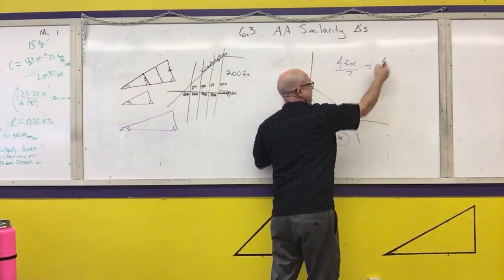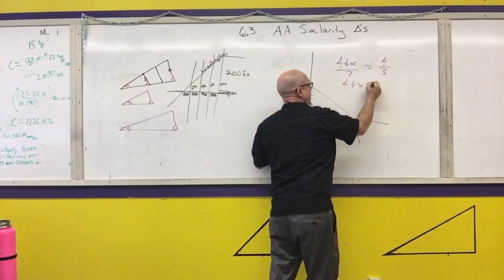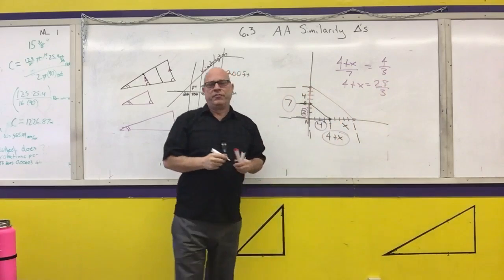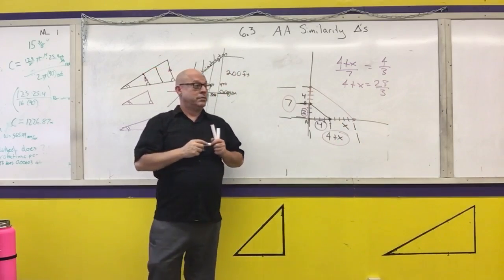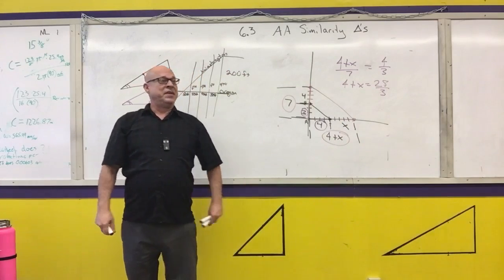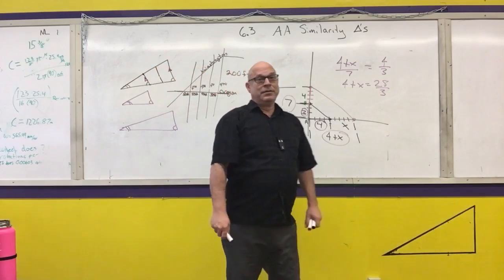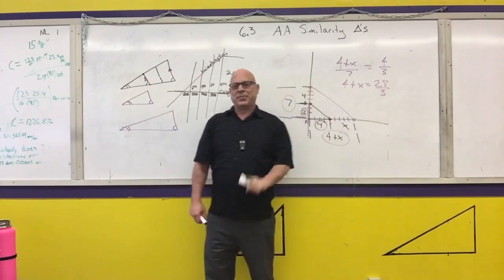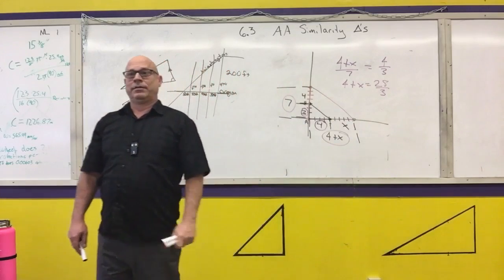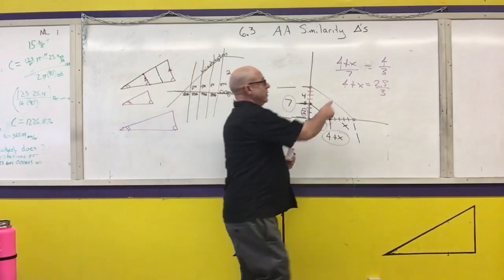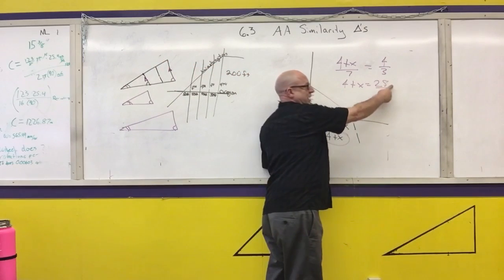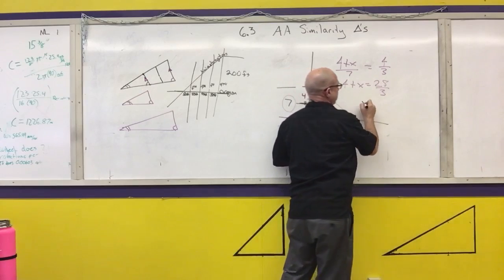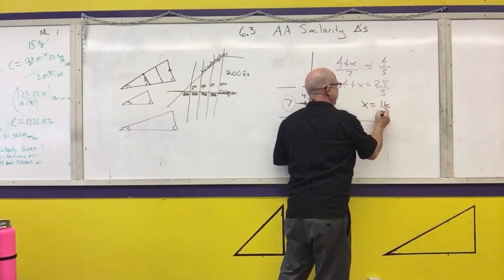Multiply both sides by 7. 28 thirds. Subtract 4. How many thirds are in 4 wholes? If you take 4 pizzas and cut them into 3 slices apiece, how many slices of pizza do you got? 12. That's what I'm asking. So this is 12 thirds. 28 thirds minus 12 thirds is, 28 minus 12 is 16 thirds. And that would be the answer.